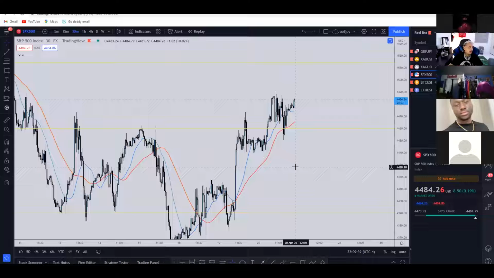You can trade any pair at any time. The thing is, you don't want to be pair hopping too much because you want to get to how to read price on a specific pair and understand how that pair reacts to certain levels versus other pairs.